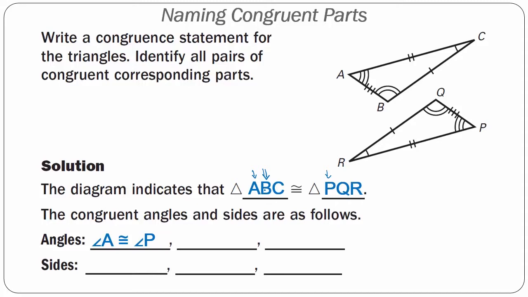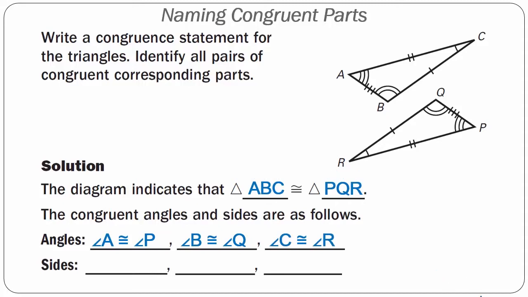Angle B is in the second position of triangle ABC, which means it is congruent to angle Q, which is in the second position of triangle PQR. So angle B is congruent to angle Q. Angle C is in the third position of triangle ABC, which means it is congruent to angle R, which is also in the third position of triangle PQR, so angle C is congruent to angle R.